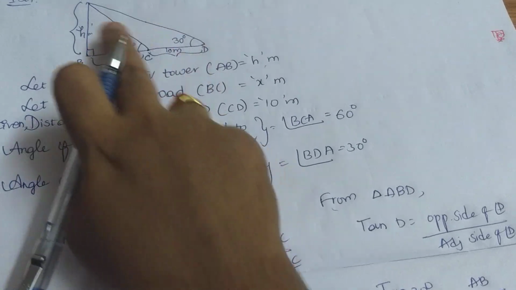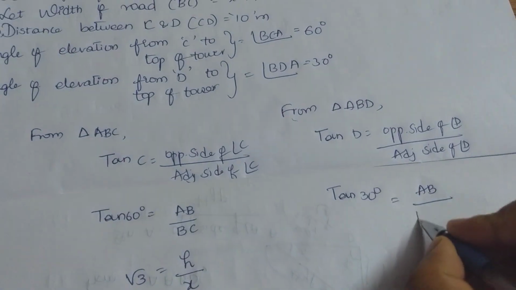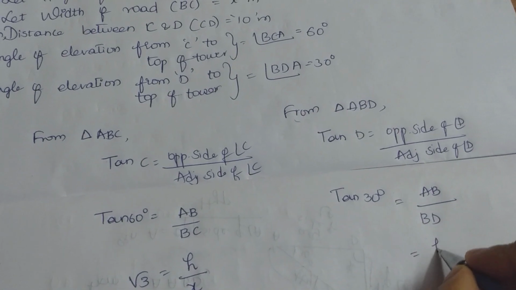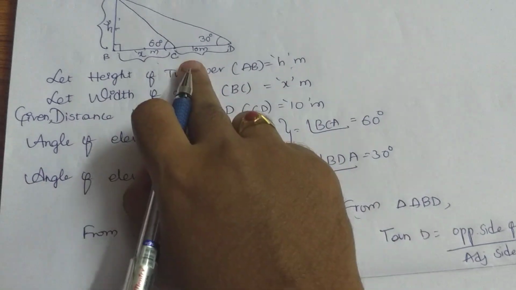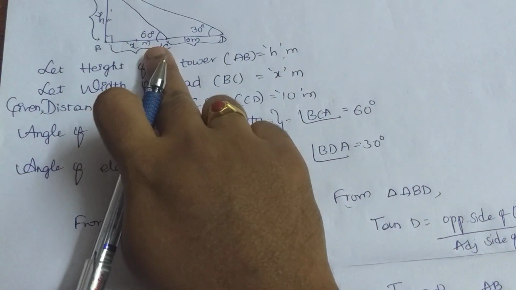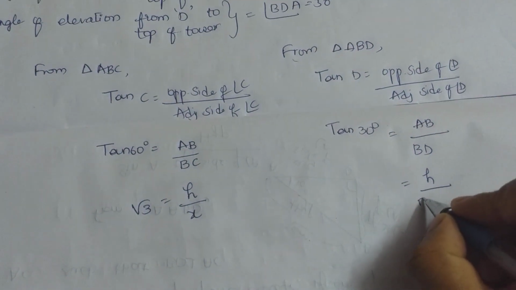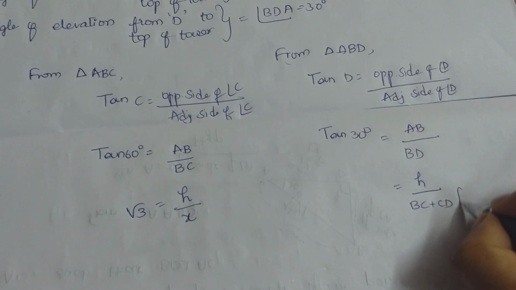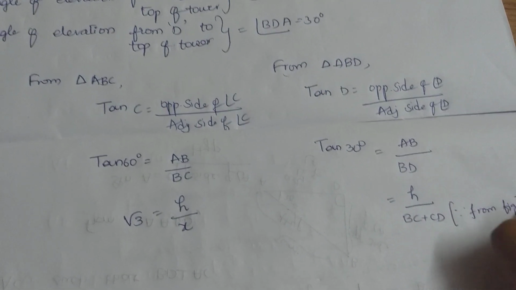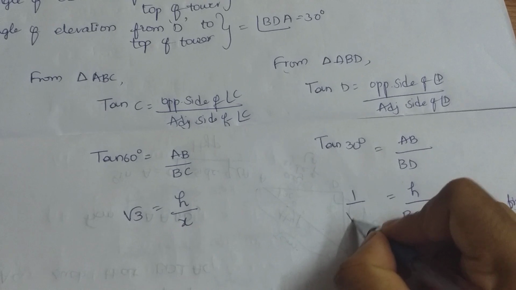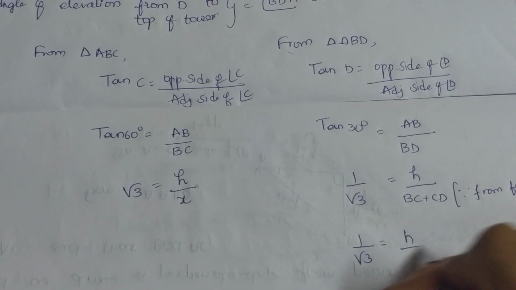BD will be the adjacent side for this whole triangle. So AB by BD. What is the AB value? It is H. We have assumed it as H. Now what is BD? BD is nothing but BC plus CD. So what will I write here? In the place of BD, I am writing BC plus CD. Write it in brackets, since from the figure. Okay. So what is the tan 30 value? It is 1 by root 3. Therefore 1 by root 3 equals H by, what is the BC value?